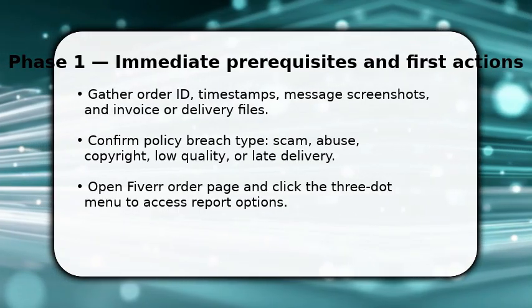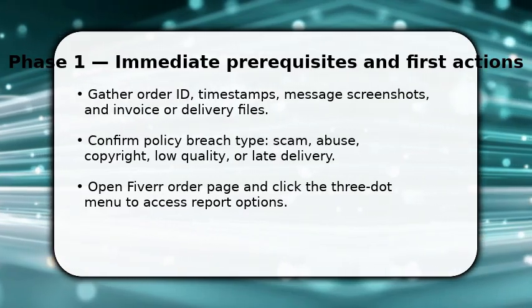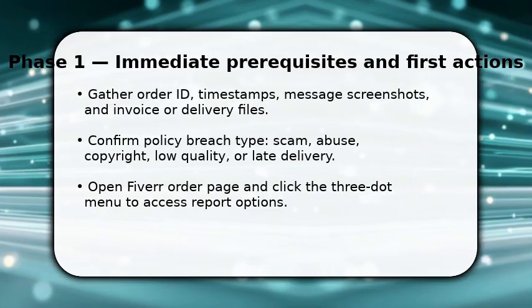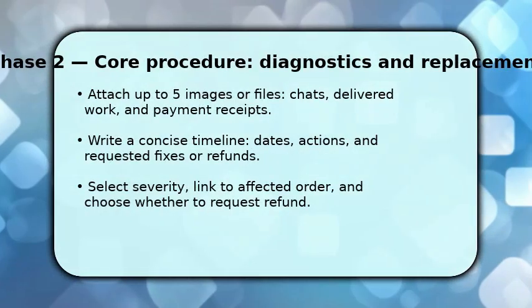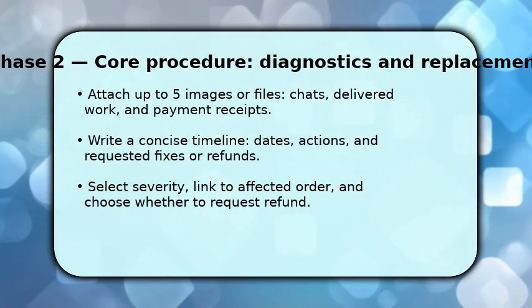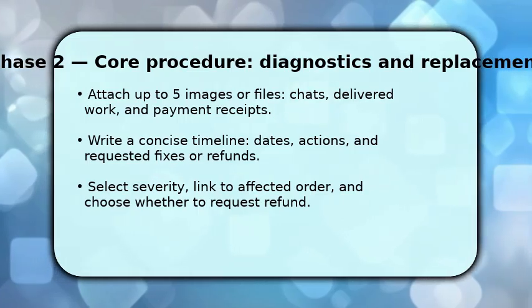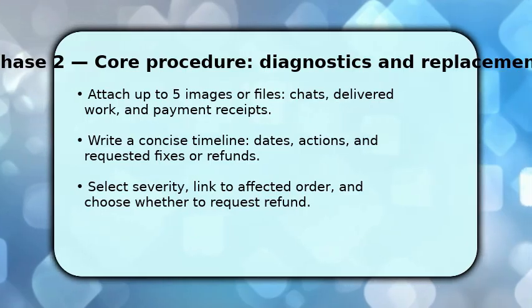Select the closest reason. You do this now because immediate reporting preserves timeline context, and it ensures Fiverr's support sees the full conversation and attachments. Next, you upload evidence and build a clear timeline: date of order, delivery attempts, and requested revisions. This tells reviewers what happened and why. Make sure to attach receipts, message screenshots, and delivered files.